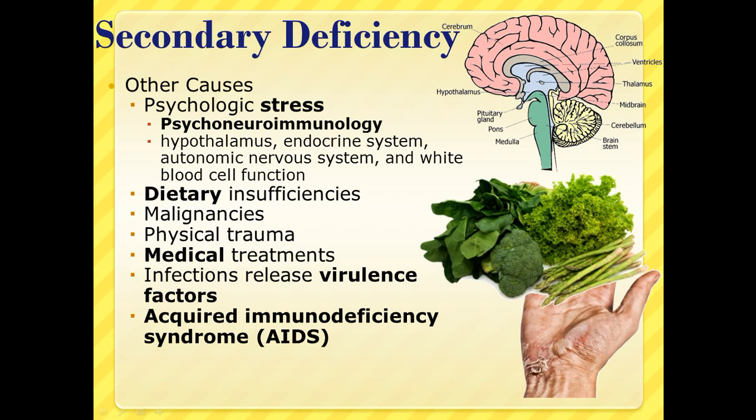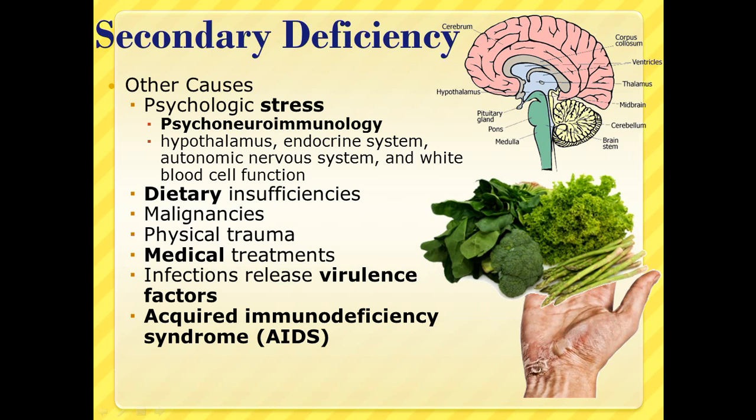That's a secondary deficiency. Stress is another one. Stress has a tendency to shut down your immune system. The autonomic nervous system, like the sympathetic nervous system, has a big impact on your white blood cells. The more stressed you are, the less response you get from the white blood cells. So it's kind of an interesting process. I already talked about dietary insufficiencies.